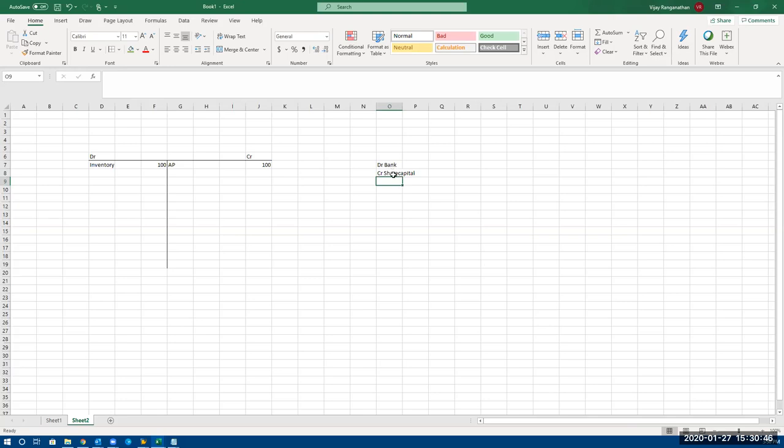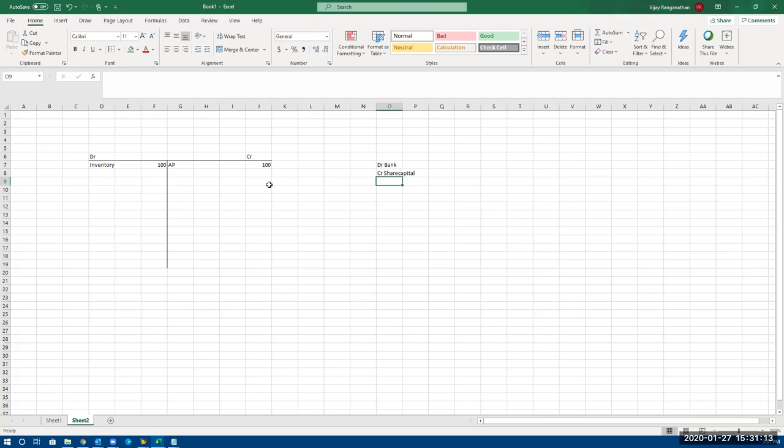Yeah. So let's put this in the trial balance. Debit bank. Trial balance is nothing but you take all the debits and credits and put them in the T. Debit all goes here, credit all comes here. That's called trial balance. It's one simple statement where it takes all the debits to the debit side and all the credits to the credit side. It's very simple.